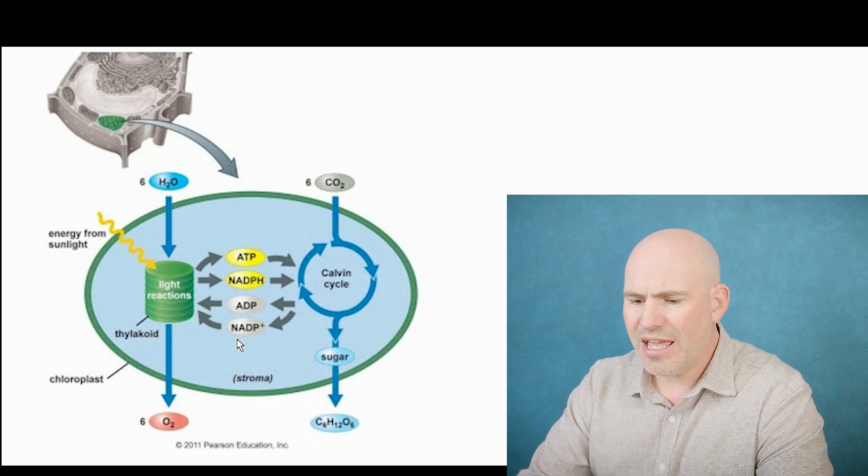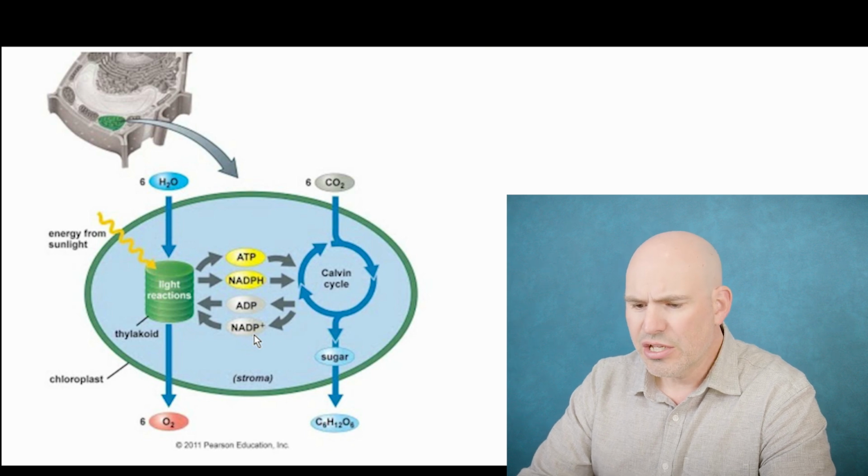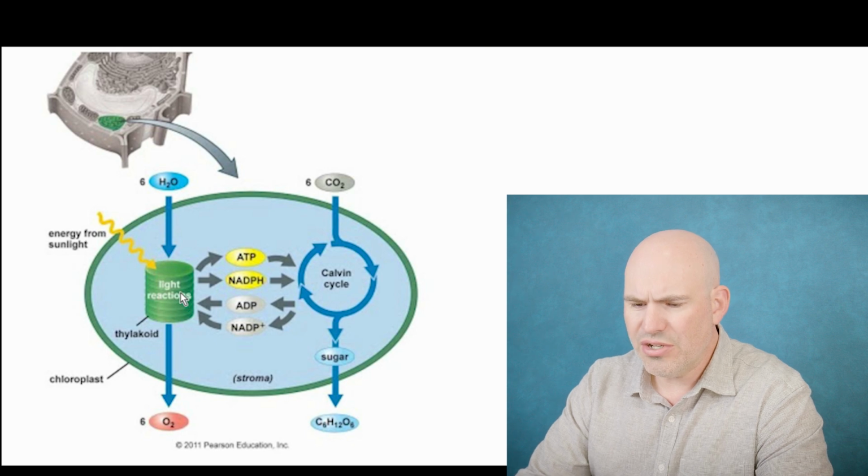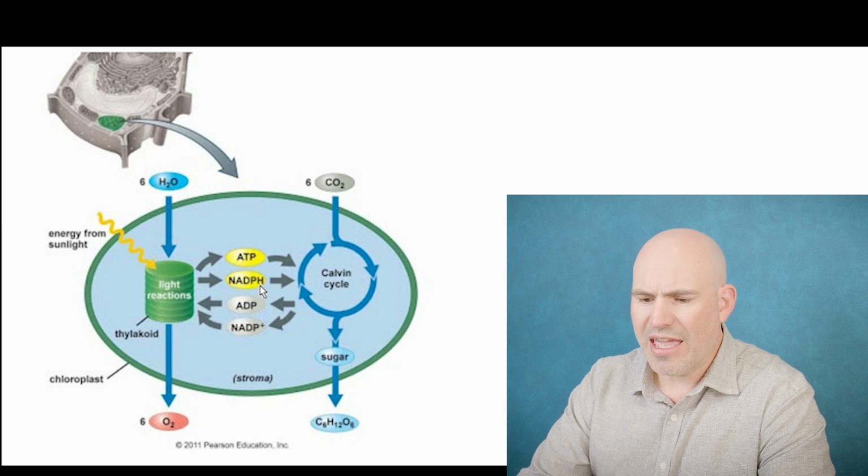NADP plus is an energy carrier. What type of energy does it carry? It carries hydrogens. So NADP plus will come over to the light reaction, grab those hydrogens that have been separated from the water molecules. NADP plus will grab a hydrogen, and now it is called NADPH. The H is because of that hydrogen that it picked up.